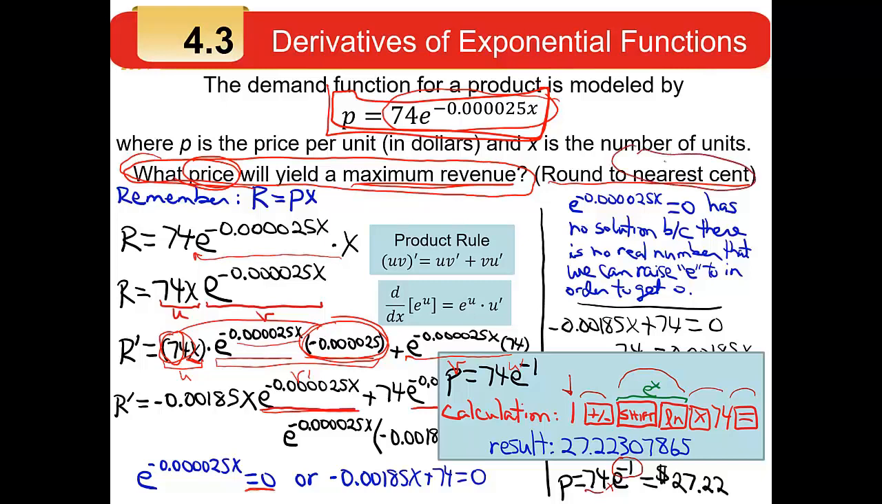And then finally it said round it to the nearest cent. So that would be about $27.22. That's the price per unit in dollars if you want to maximize your revenue.